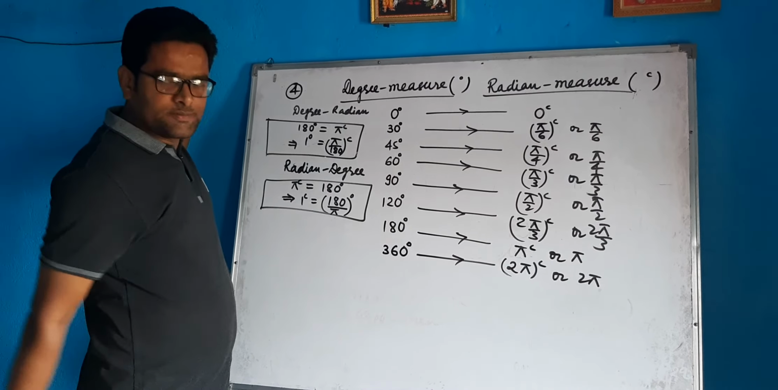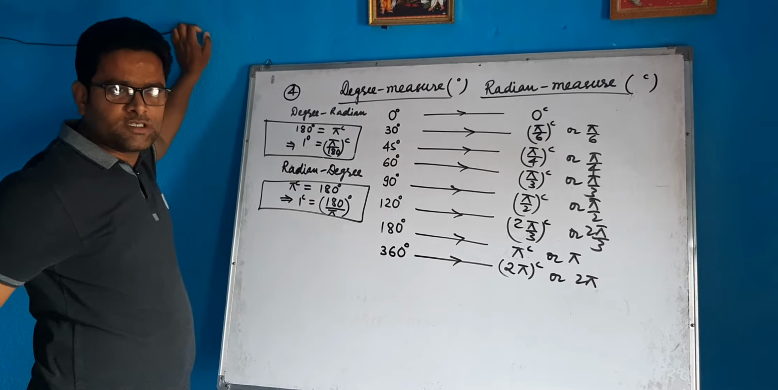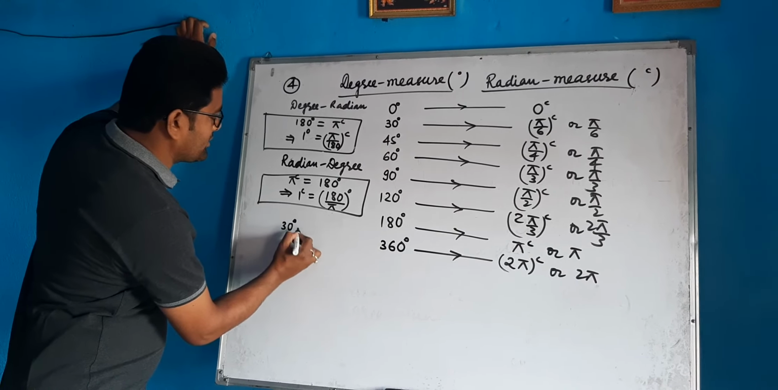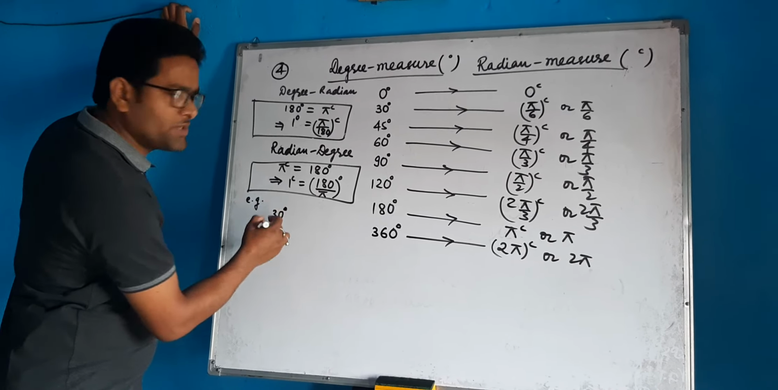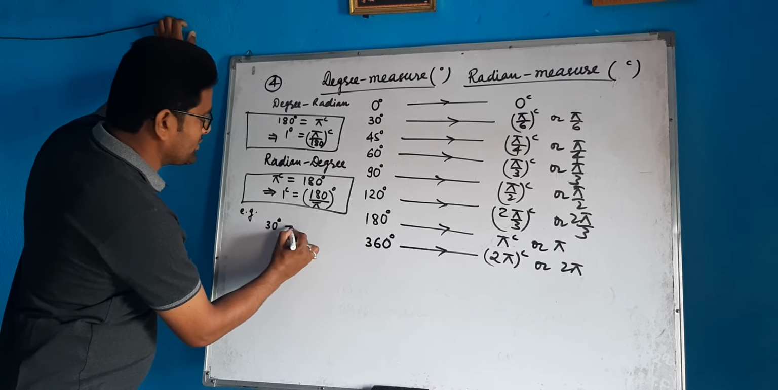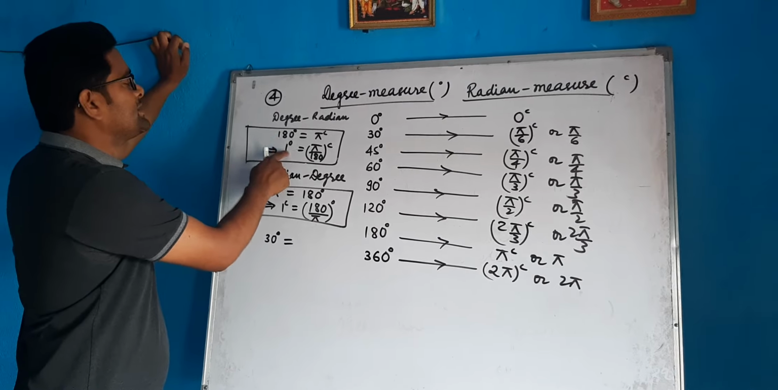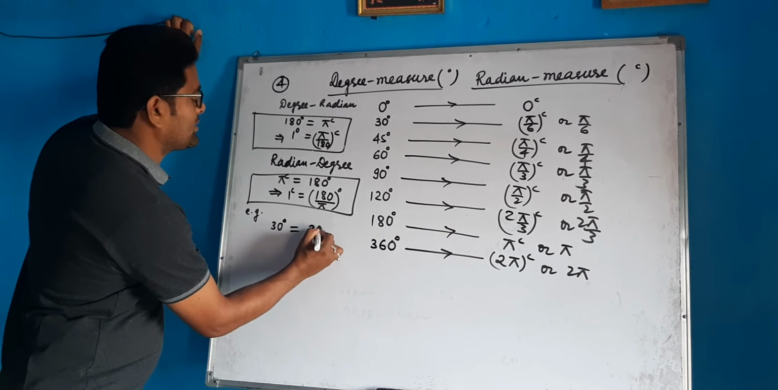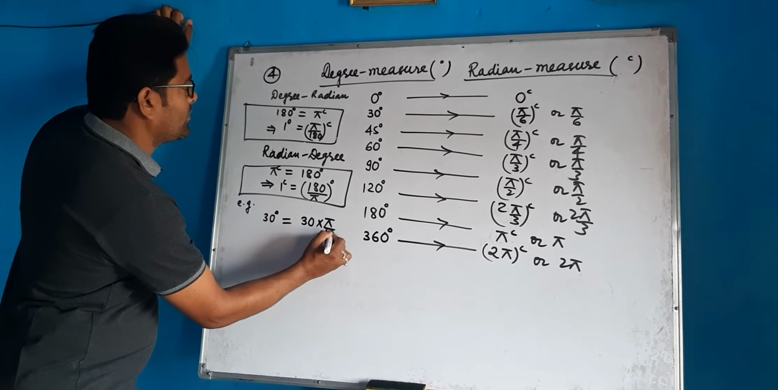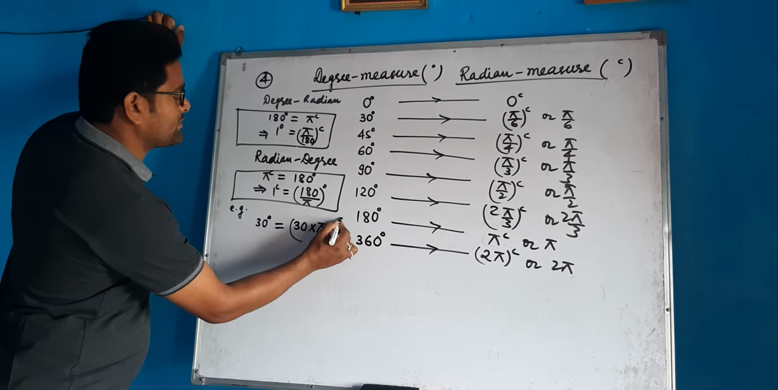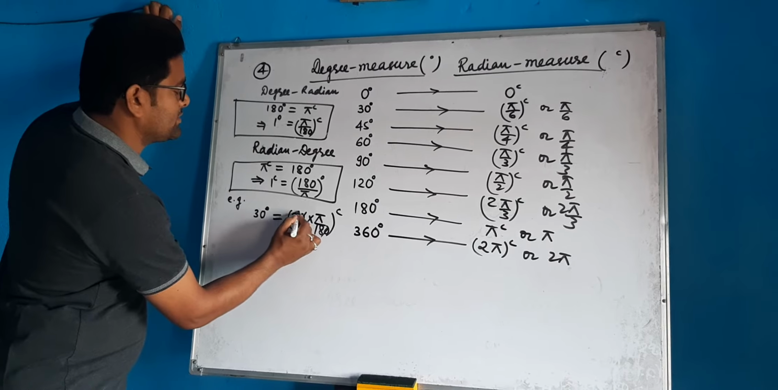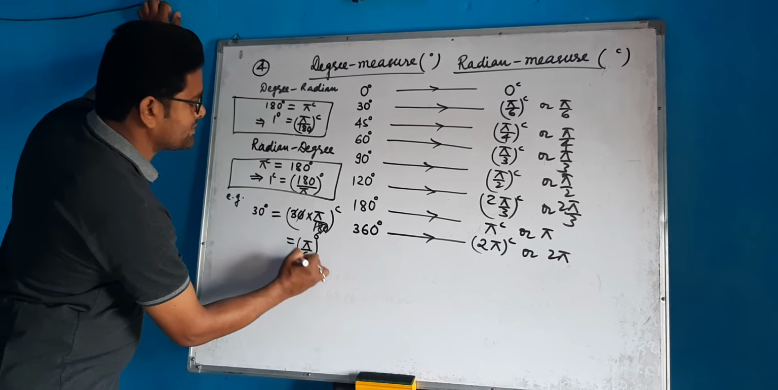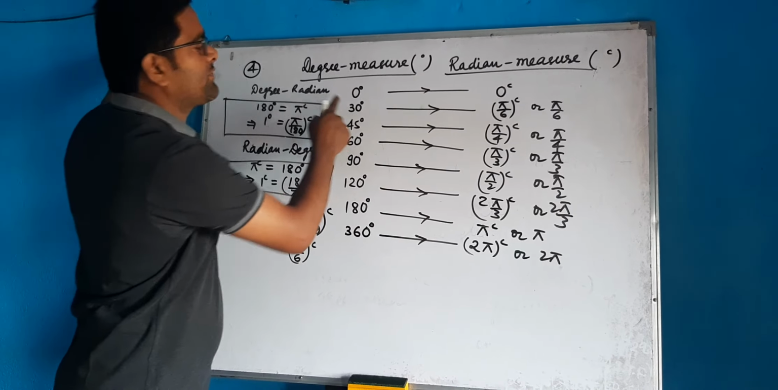Let us check this. I can check anywhere. For example, I have 30 degrees. I want to convert it into radians. Now how will you convert? 30 degrees is equal to, now see, degrees into radians, this is the formula. So I will write it as 30 into pi by 180 radians. The zeros cancel, 3 sixes are 18. I have got pi by 6 radians, and you see pi by 6 radian is there for 30 degrees.